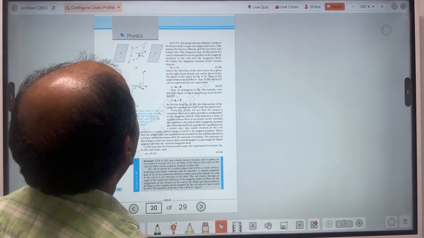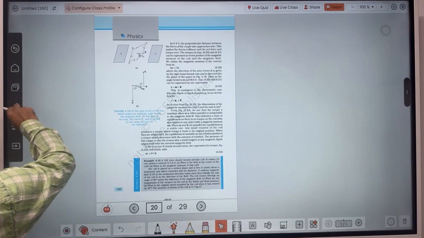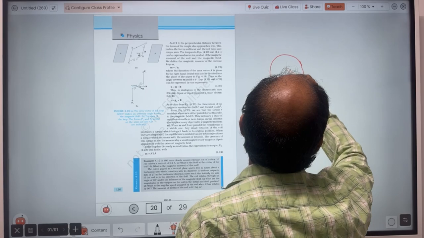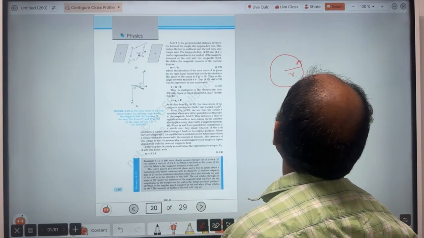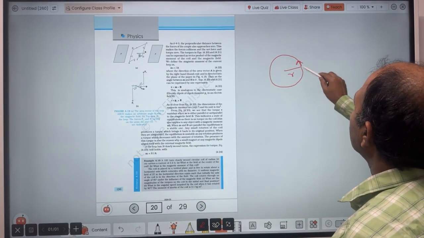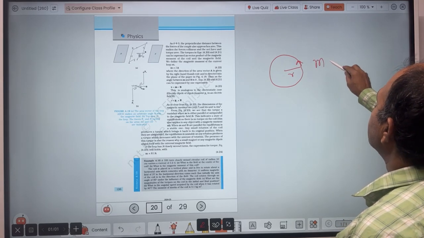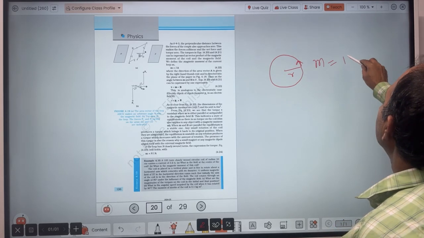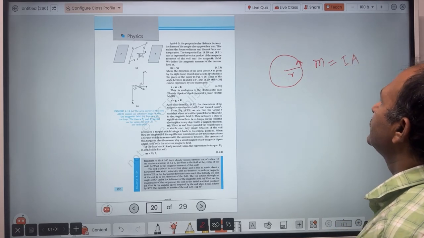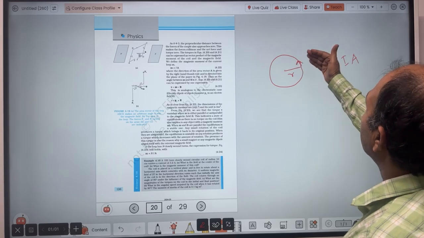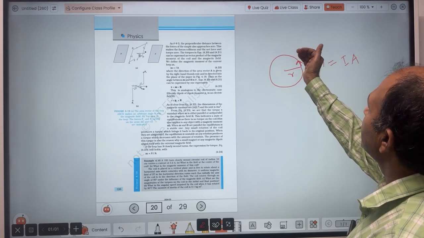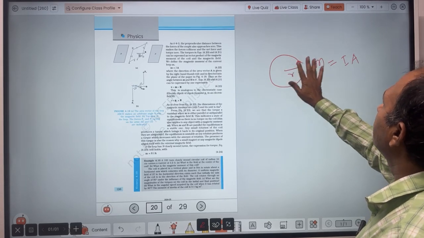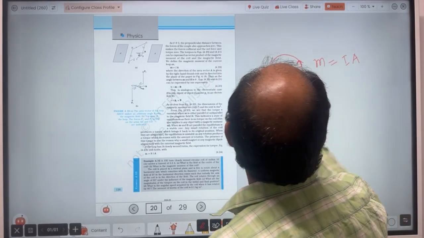Now we are going to define another important term. If there is a current loop, say its radius is R and it carries current in this sense, right? Then what is the magnetic moment of this loop? The magnetic moment depends on its area and current, and is written as I into A. It is a vector quantity, and its direction will be like this. If the curvature of the fingers shows the direction of current, then the thumb will point out the direction of the magnetic moment, right?